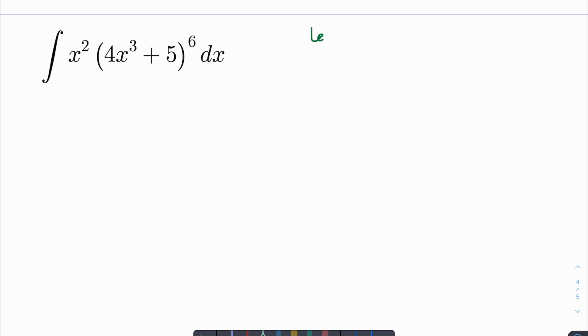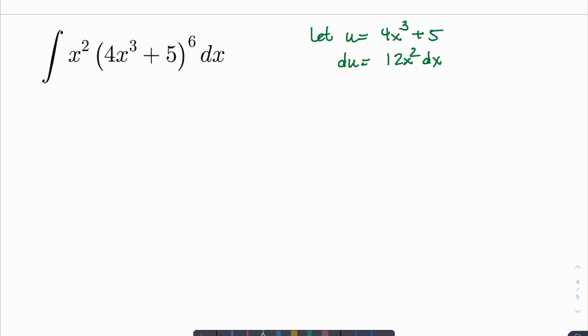So we are going to let u equal 4x to the third plus 5. And then the differential form is du equals 12x squared dx. Now notice that we do not have a 12x squared dx in the integral. We just have x squared dx. That turns out to be the most important part. We can work with constants. It's just that the variable piece does have to be there.